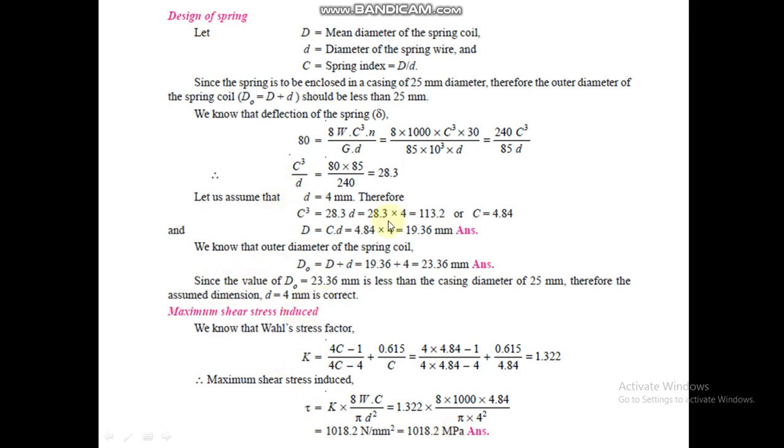So in this question, basically we have to first assume the answer and then check whether it is right or not. In this case, we have assumed wire diameter 4 mm and the outside diameter comes out to 23.3, so it is less than 25. So we can say that this design is correct. Maybe some other person selects a different diameter, so the answers could vary, but the method should be correct.